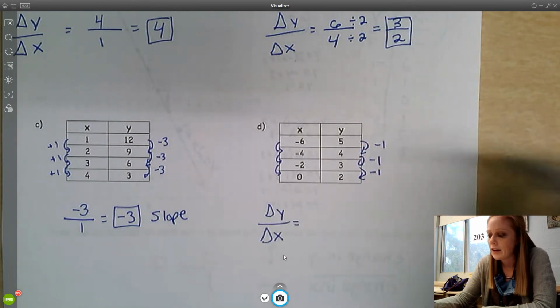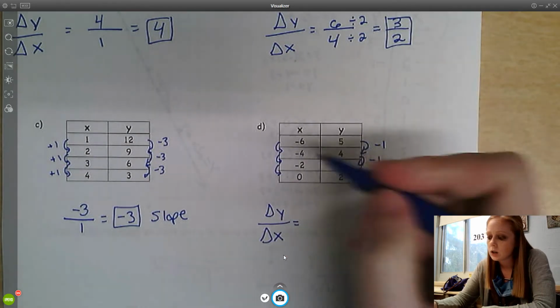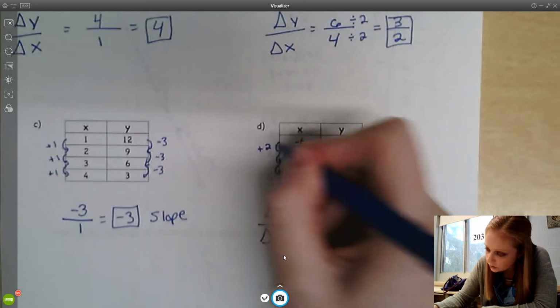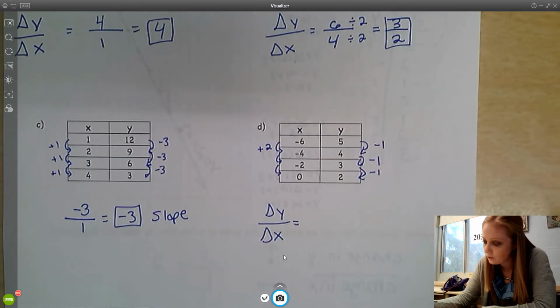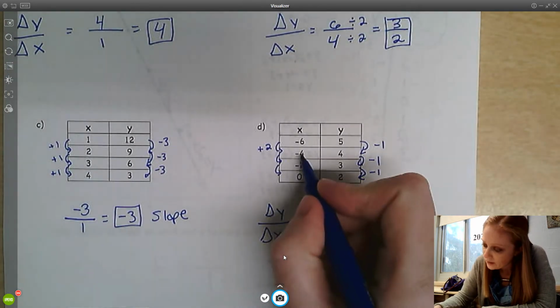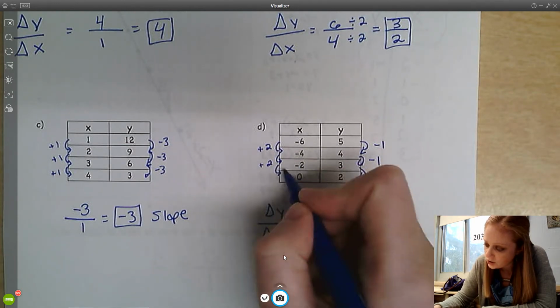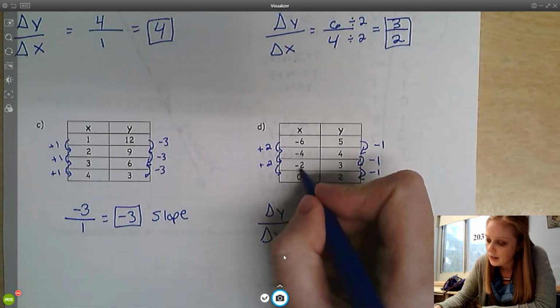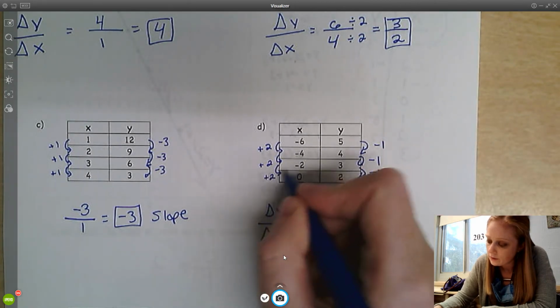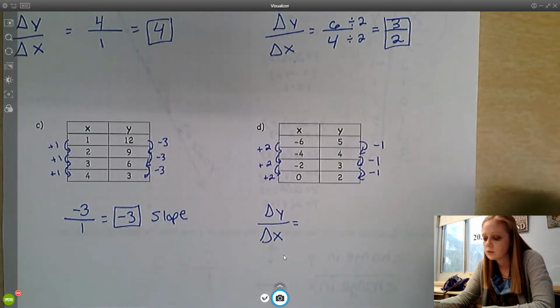Change in x. How do you get from negative 6 to negative 4? Well, you have to add 2. Negative 6 plus 2 is negative 4. Negative 4 to negative 2. Negative 4 plus 2 is going to give you negative 2. And negative 2 to 0. Negative 2 plus 2 is going to equal 0.